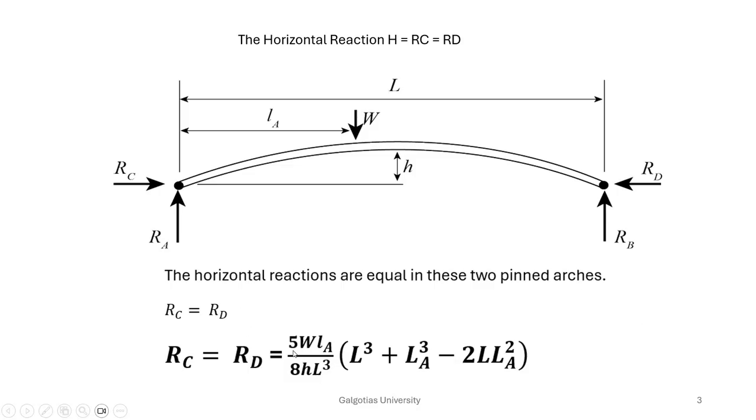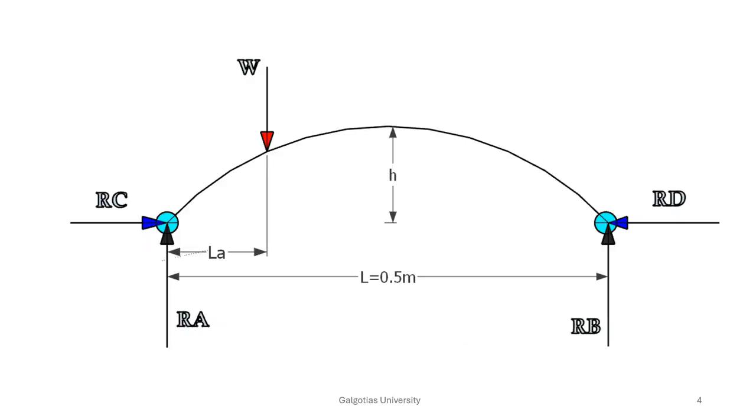So how to derive this horizontal reaction, that we will see today, and how we can use the strain energy methodology. Proceeding further, the arch has been idealized by this diagram where the load W is applied at a distance LA from the left support, and at the center you can see the crown has a rise of H, and the span of the arch is L.